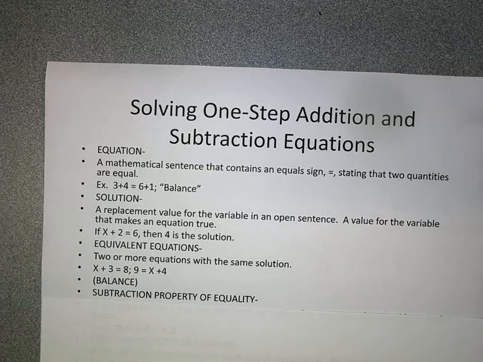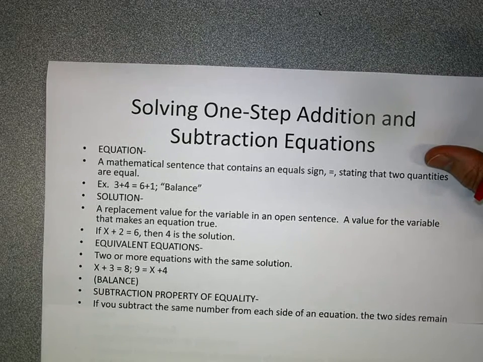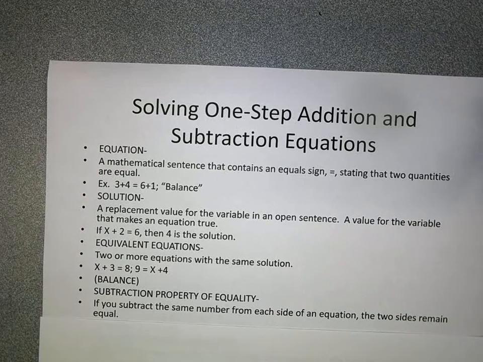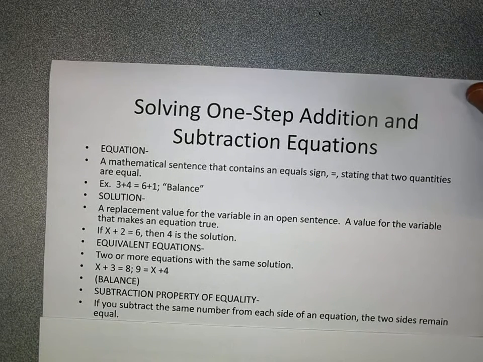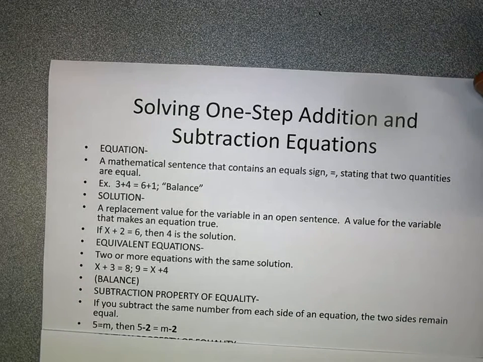Our next phrase is subtraction property of equality. The book says if you subtract the same number from each side of an equation, the two sides remain equal. If you subtract the same number, no matter what it is, from each side of the equation, the two sides will remain equal. So if you have something like 5 equals m, then this is kind of weird, but it says 5 minus 2 would be the same as m minus 2, because you're subtracting 2 from both sides of the equal sign.